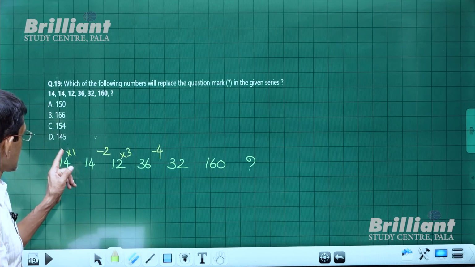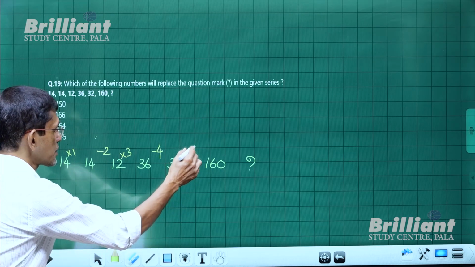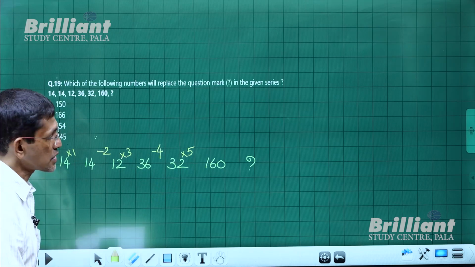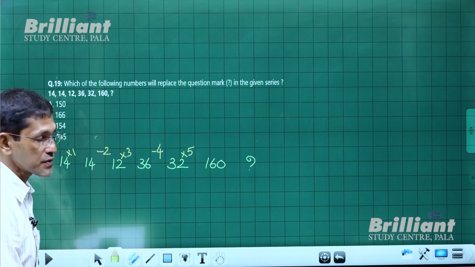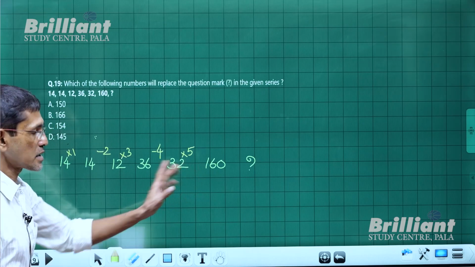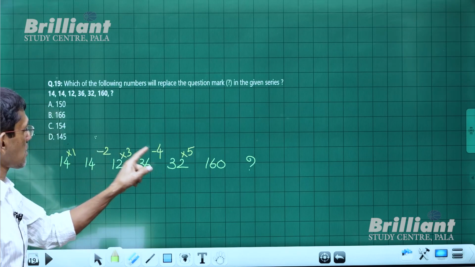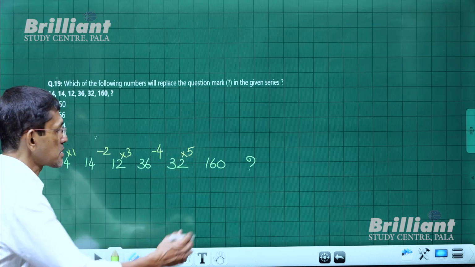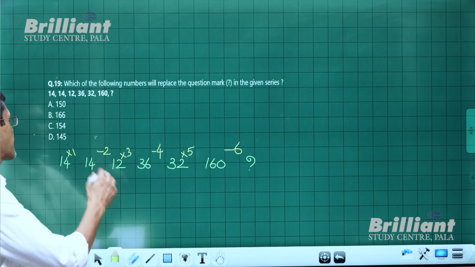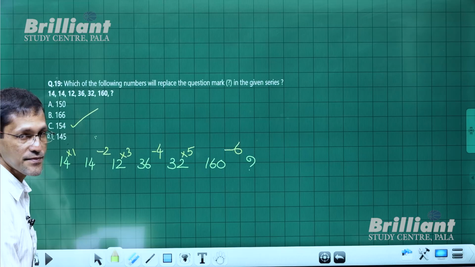Next, it's alternate ones: into 1, into 3, into 5. So 32 into 5: 30 into 5 is 150, 2 into 5 is 10, so 32 into 5 is 160. Up to here it's perfectly all right. So into 1, minus 2, into 3, minus 4, into 5, next one must be minus 6. So 160 minus 6, that's 154, done. Simple question.